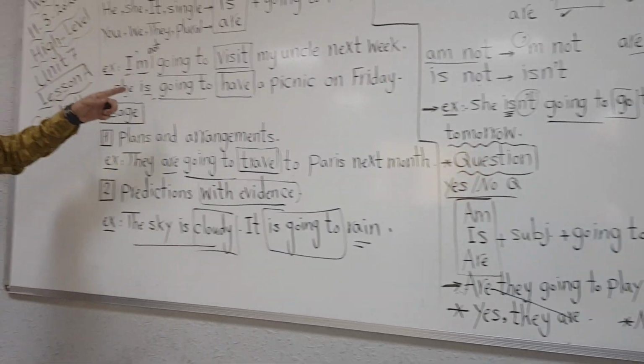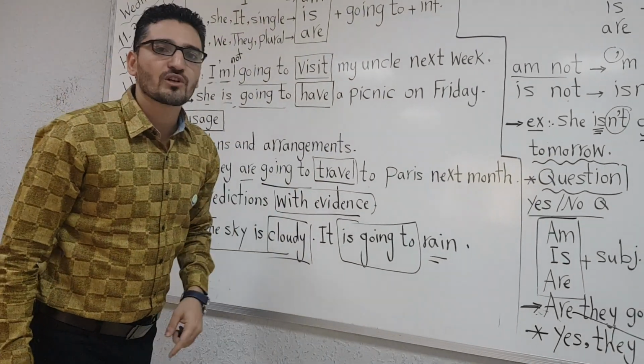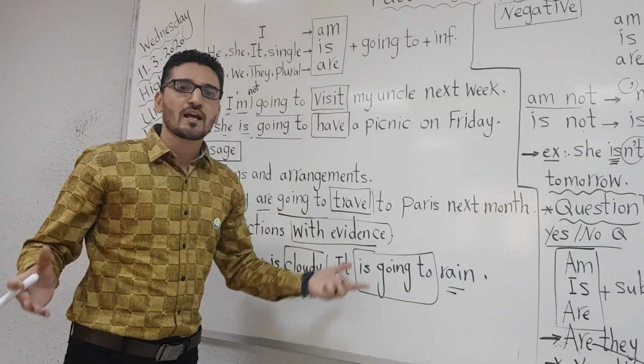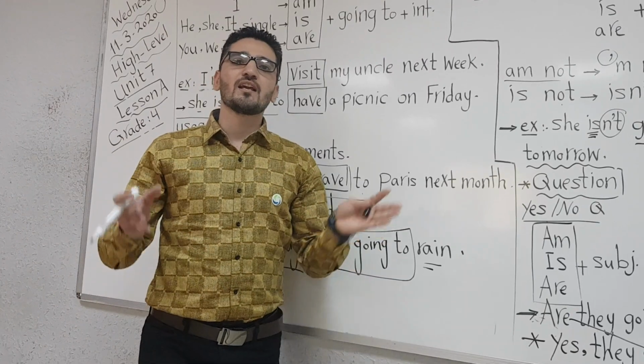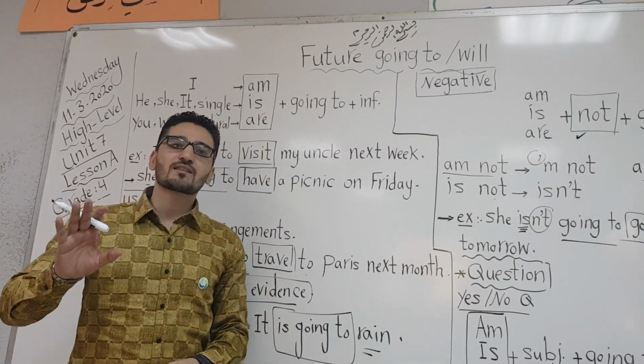For example, here, if I ask a question, is she going to have a picnic on Friday? If your answer is yes, you have to say, yes, she is. If your answer is no, you have to say, no, she isn't. And this is for going to plus infinitive.